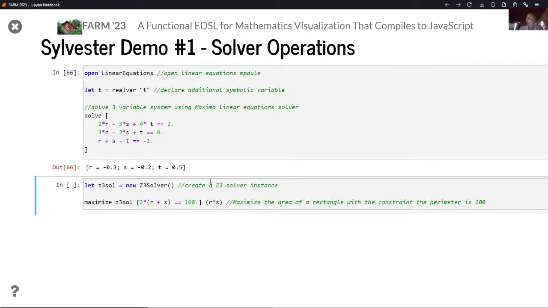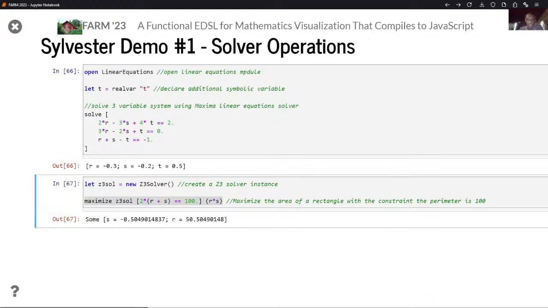We can also use Z3. Z3 is an open source SMT, satisfiability modulo theories solver from Microsoft. It's really, really popular. And Sylvester provides a functional language interface to Z3. So here we're expressing a particular optimization problem. We want to maximize the area of a rectangle, given that the perimeter of the rectangle is 100. This is how we express that in Sylvester, and we can solve this pretty easily using Z3.